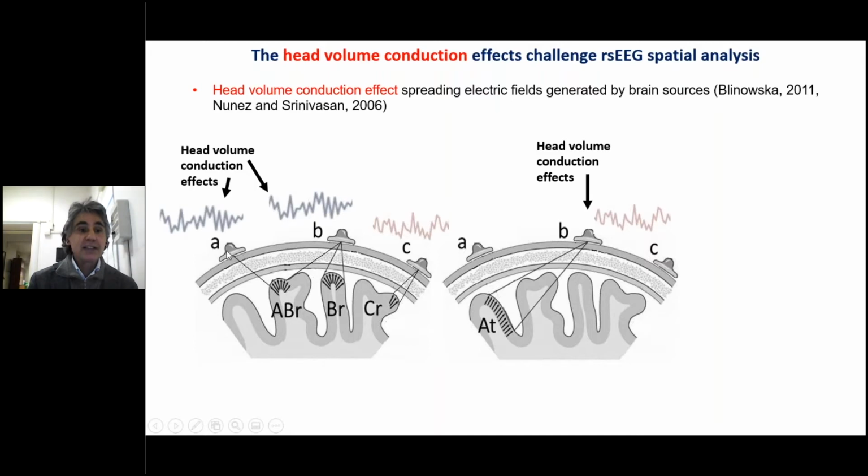Another example of head volume conduction effects is on the left side of the picture. You can see in electrodes A and B two signals which are generated by the same radial source halfway between them. So if you apply techniques for the analysis of interdependence of EEG signals at electrode level, you can see a coherence of these signals but no underlying source connectivity.